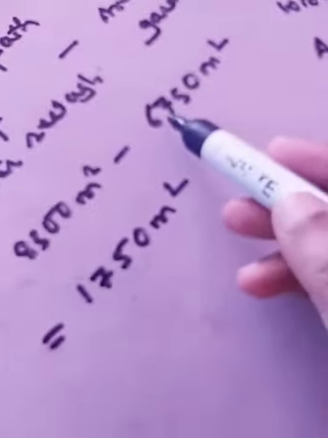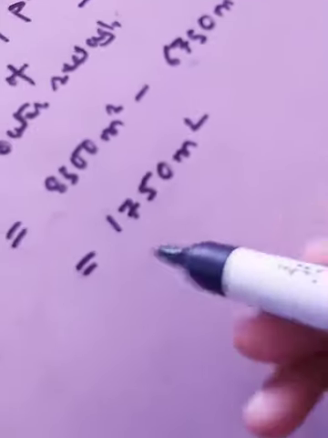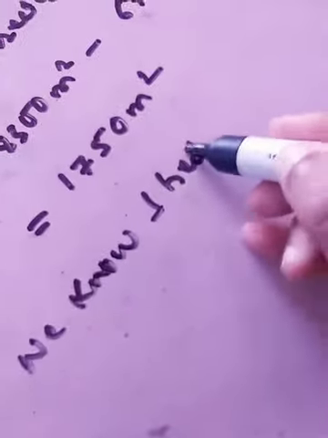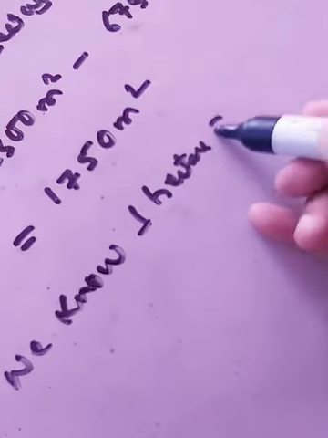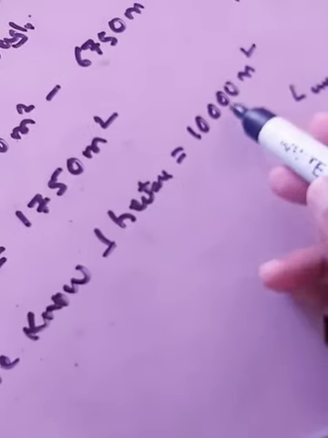Now there is another question they have asked, to get the area of the garden in hectare. So we already know the area of the garden is 6750. We know 1 hectare, this you have to remember, students, 1 hectare is equal to 10,000 meters square.